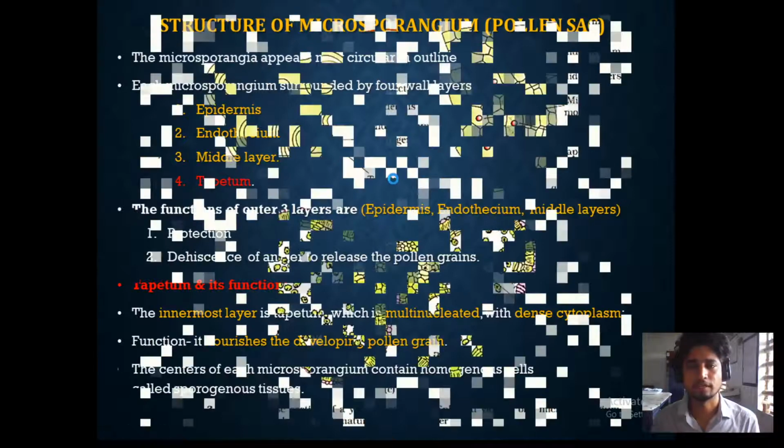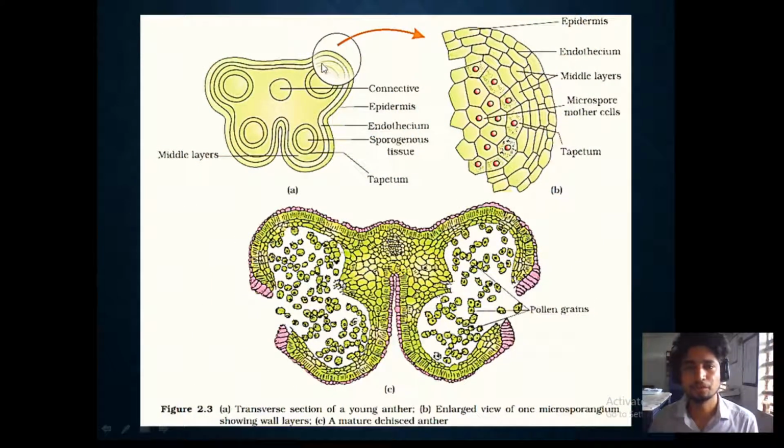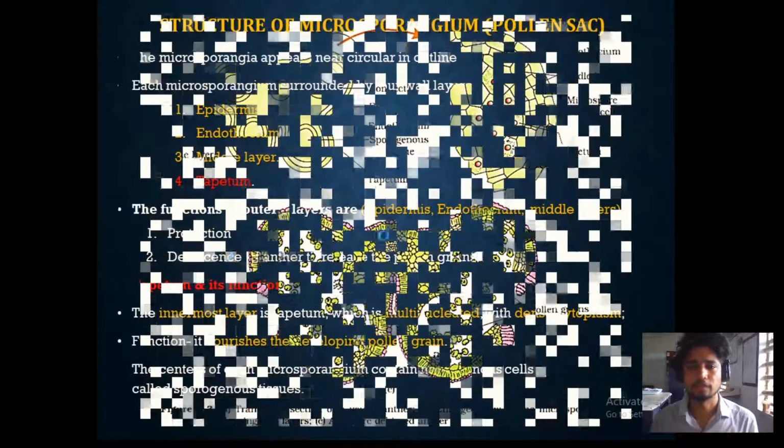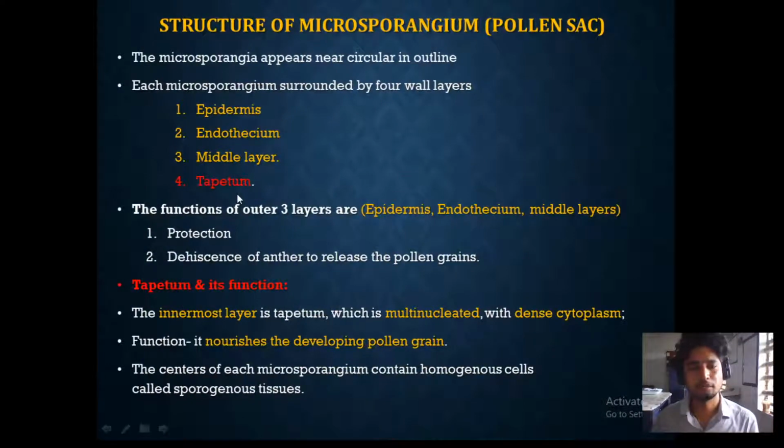If you take out a portion of this anther and look here, the outer layer is the epidermis. The epidermis is followed by the endothecium, and the endothecium is followed by the middle layers. There are 2 middle layers, and then it is followed by the innermost layer. The innermost layer is called the tapetum.